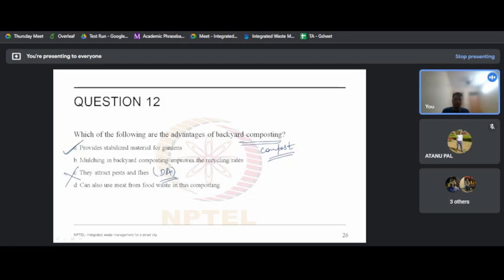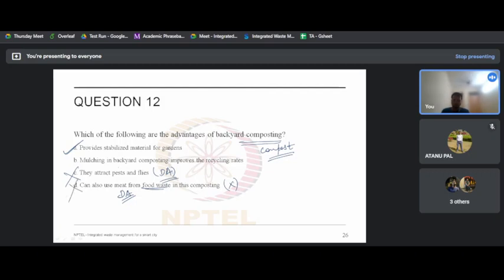Then we have, can we use meat from food waste in the composting? No, we cannot use meat because the degradation time for meat will be higher compared to other waste such as yard waste, leaves, and vegetarian food waste. Those have a very similar life, so that is good for composting. Meat we cannot use. That is also a disadvantage, or we should not use it. That is more like a demerit for the composter. So D also we can remove.